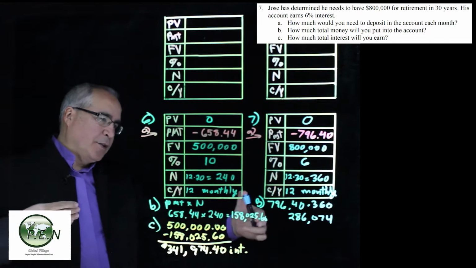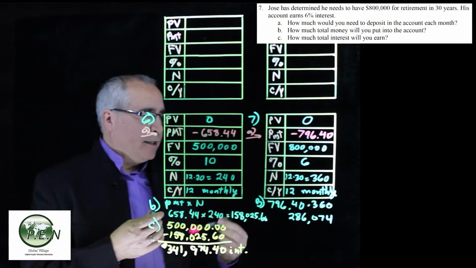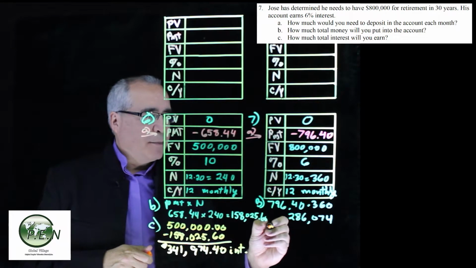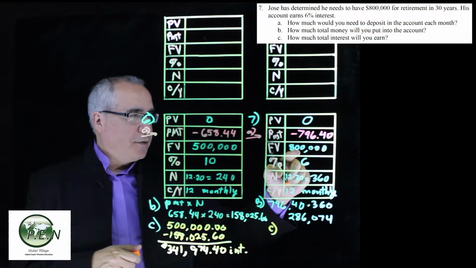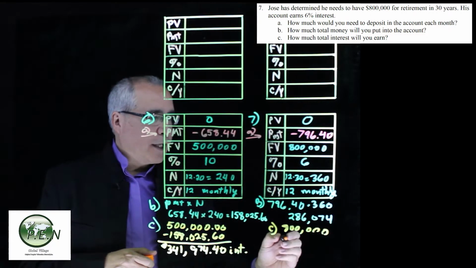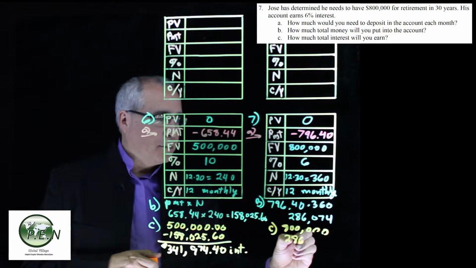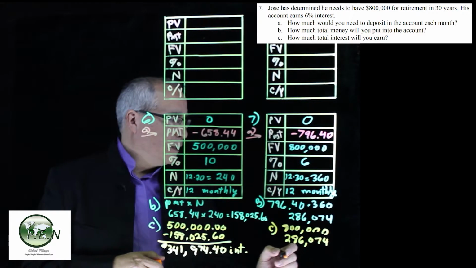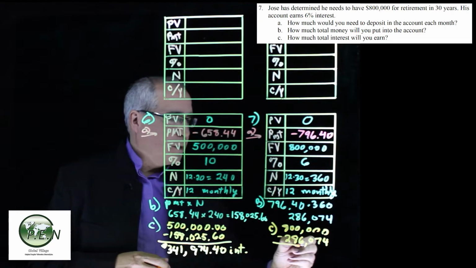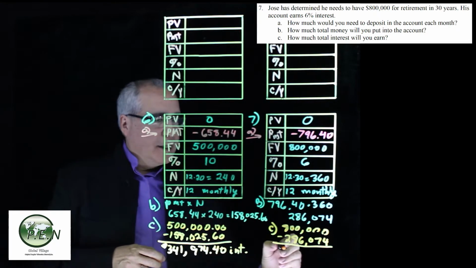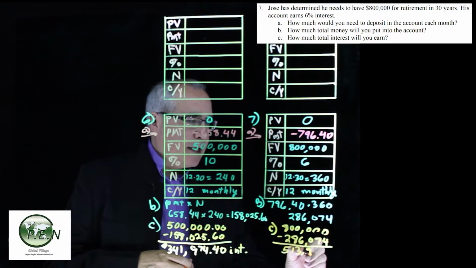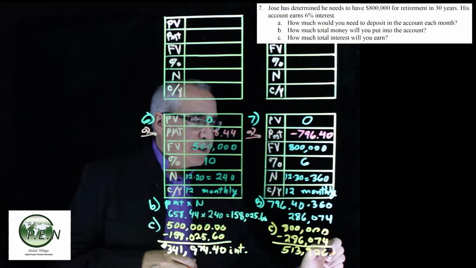Okay, that was over a 30-year period. To get the amount of interest returned to him, we do the same thing as we did here. We're going to take our future value, what we ended up with, subtract what he put in, and we will get the amount of interest. And in this case, it turns out to be $513,926.